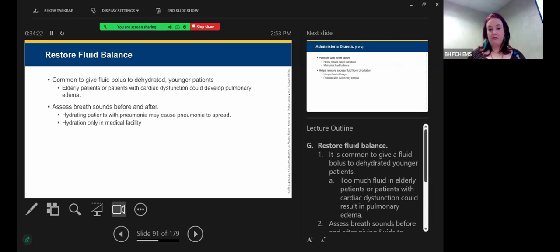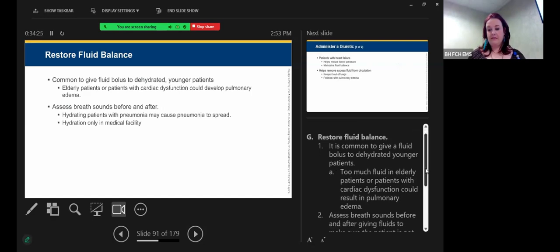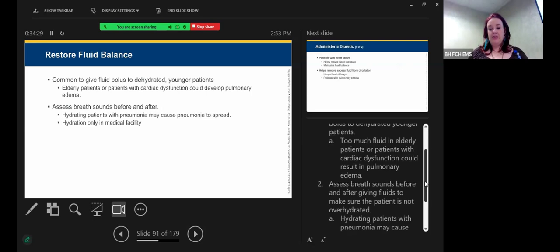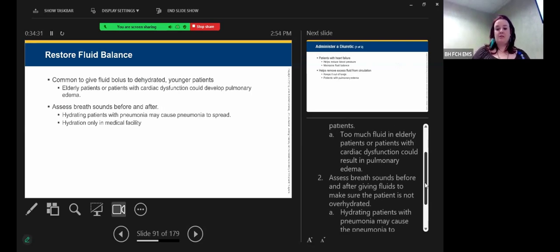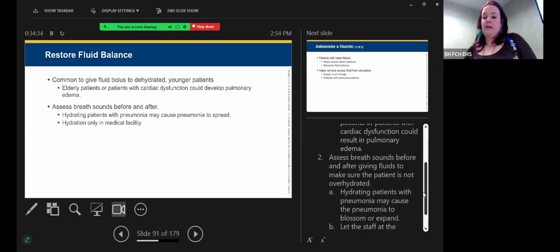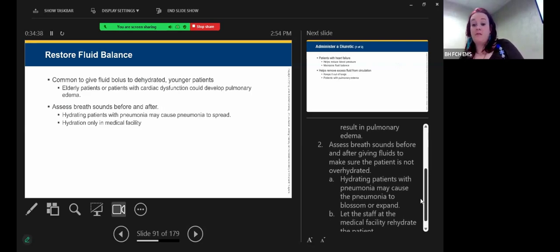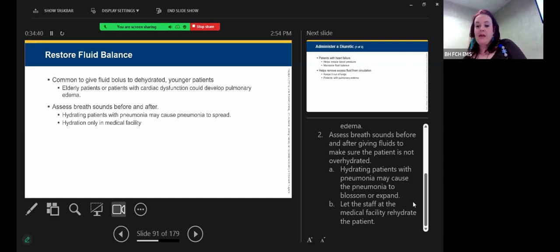All right. So restore fluid balance. You give this to younger patients. Too much fluid in elderly patients or patients with cardiac dysfunction could result in pulmonary edema. Assess breath sounds before and after giving fluids to make sure the patient is not overly hydrated. Hydrating patients with pneumonia may cause pneumonia to blossom or expand. So let the staff at the medical facility rehydrate the patient.